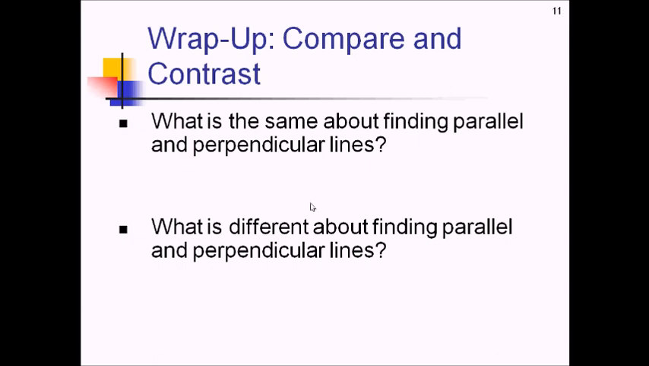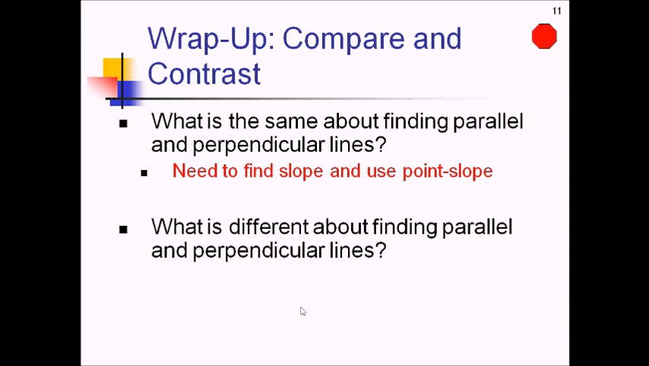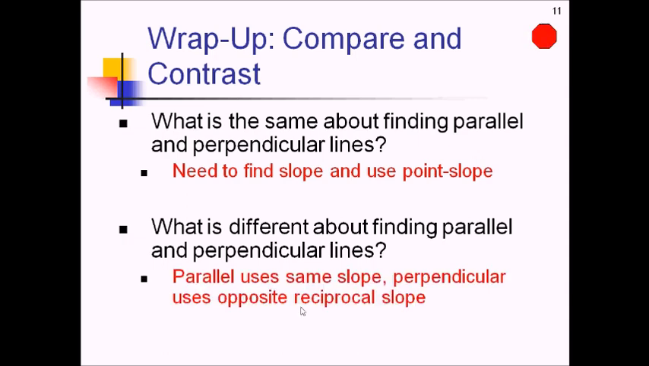All right, so my answer for what's the same about finding these two types of lines: in both cases, you need to figure out the original slope and use point slope in order to write the equation. In terms of what's different, for parallel lines, you use the same slope. For perpendicular, you use the opposite reciprocal slope. But otherwise, it's the exact same process. It's just what you're doing with that original slope.